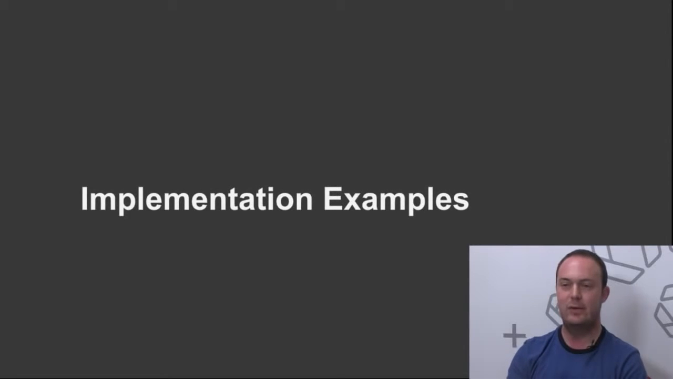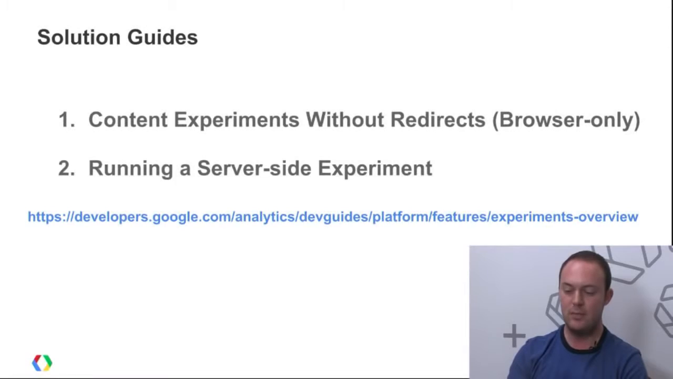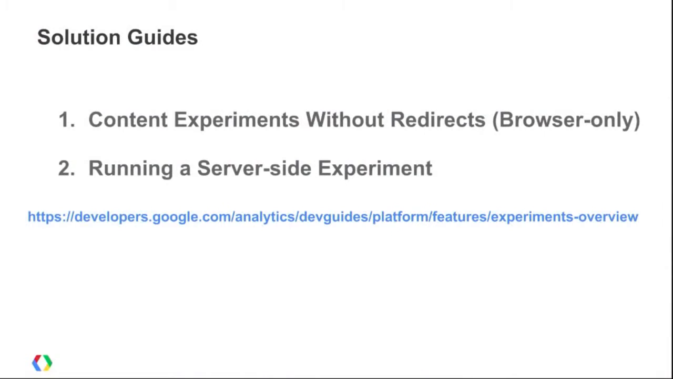So let's look at some high-level implementation examples. The whole point of this session is really to talk more about the high-level steps that you need to consider when you're implementing some of these more advanced implementations for experiments. We do have two solution guides that were published recently. One is on content experiments without redirects, and the other is on running a server-side experiment. So this video really complements these two documents, so I recommend that you check out these two solution guides.